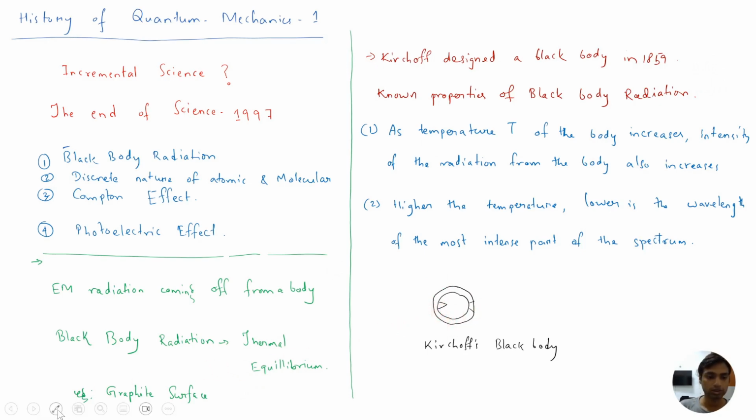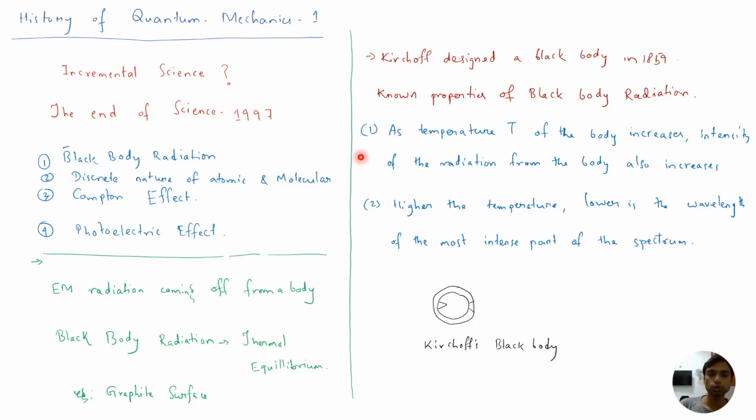There is a small opening here, and here is a pointed mirror. Whatever light falls on this part gets reflected back, and it has a very low probability to escape this body. So this is the design of the black body, and when you keep it in a dark room, let's say, the trapped energy can come out from this hole. This is the property of a black body.